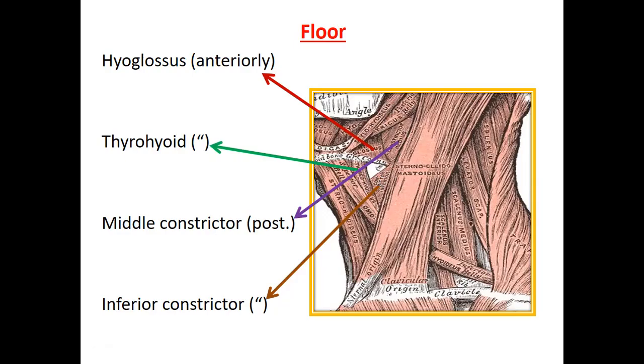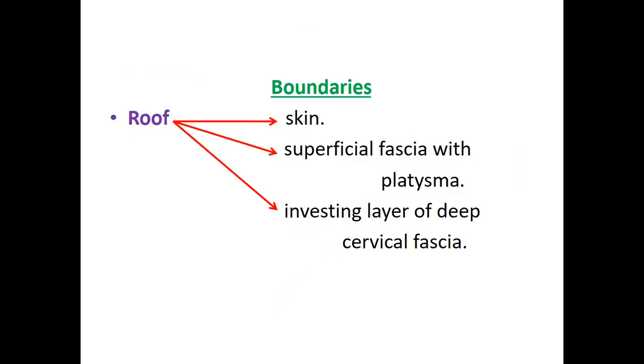Next, the roof of the carotid triangle is formed by, first, the skin. Just below there is the superficial fascia with the platysma. Deep to the superficial fascia, we can see the investing layer of deep cervical fascia. That's all about the boundaries of the carotid triangle. The next topic is the contents of the carotid triangle.